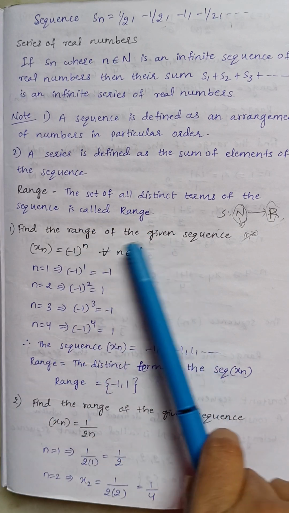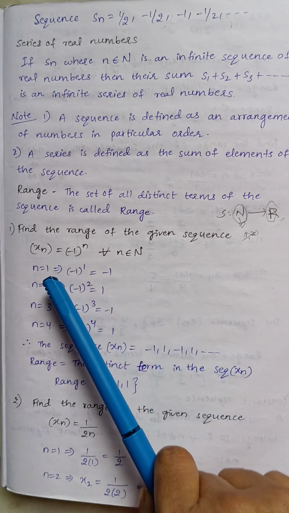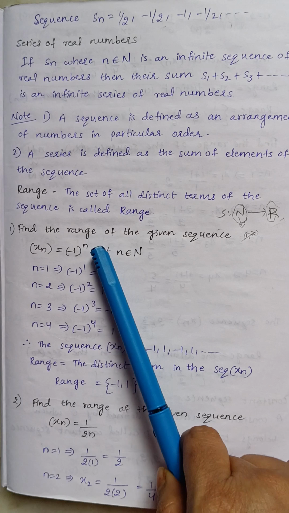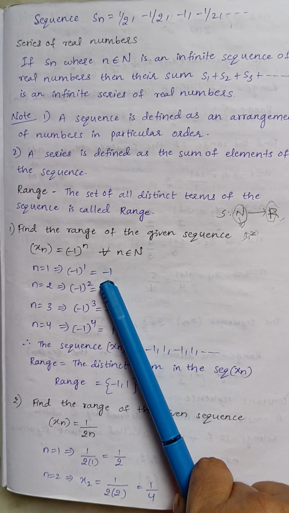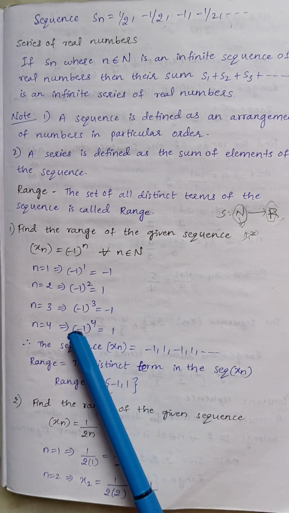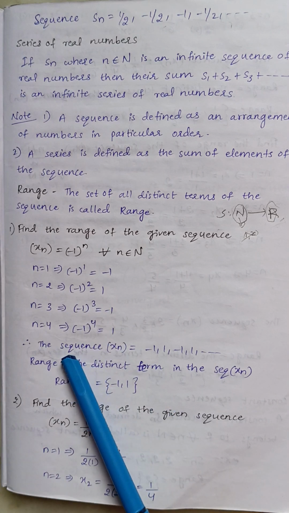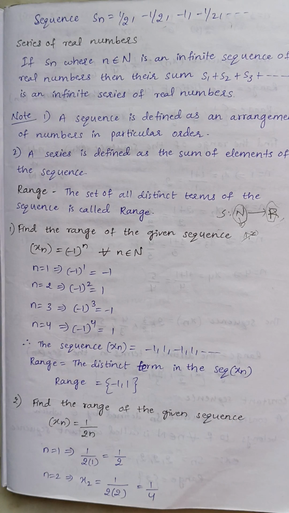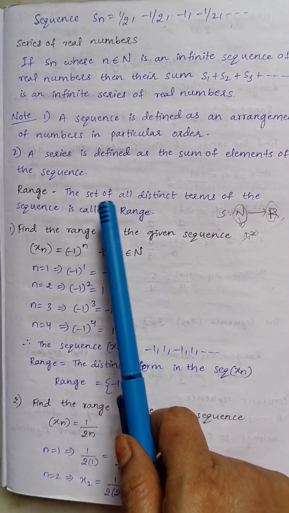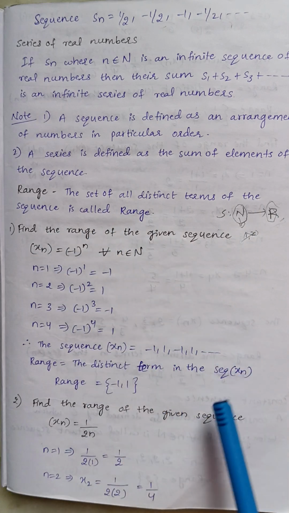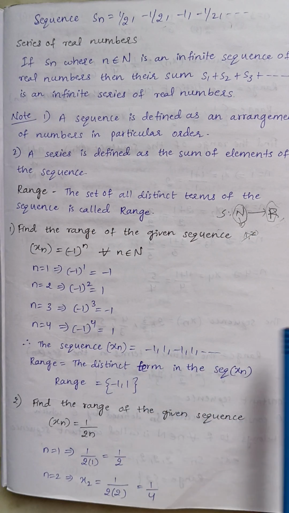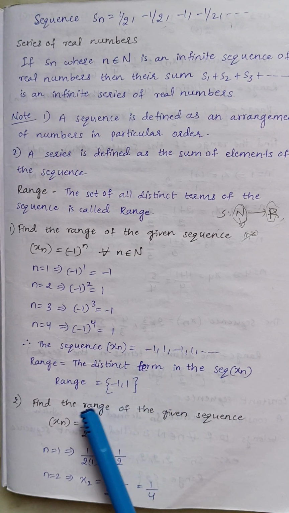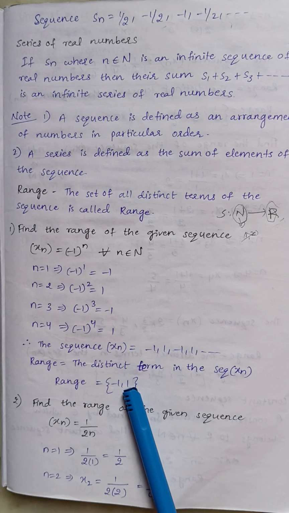To find the range of a sequence, just substitute 1, 2, 3, 4 and you get the range elements. See here, when you substitute 1, minus 1 will come. 2 gives 1, 3 gives minus 1. So the sequence elements are minus 1, 1, minus 1, 1. The range is all the distinct terms of the sequence, and they should not be repeated. So the distinct terms are minus 1 and 1. That's why the range is minus 1 and 1. Understood?